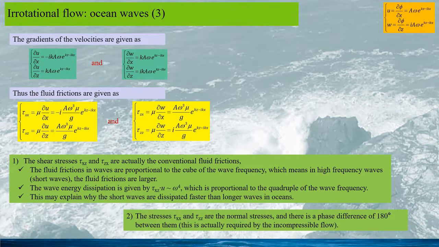And the stresses tau xx and tau zz are the normal stresses. And we can see there is a phase difference of 180 degrees between them. This is actually required by the condition of incompressible flow.